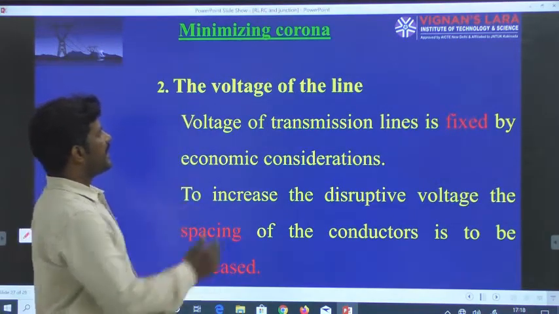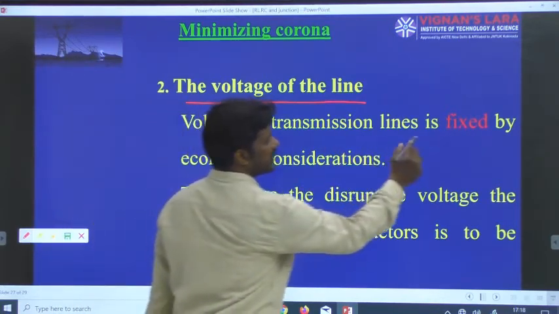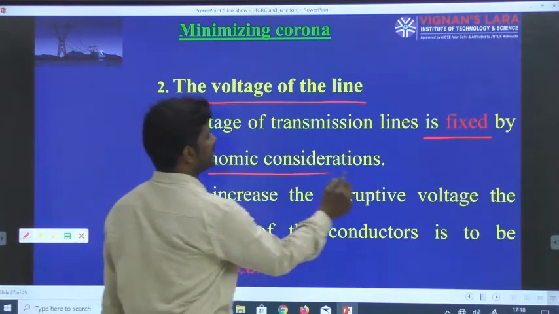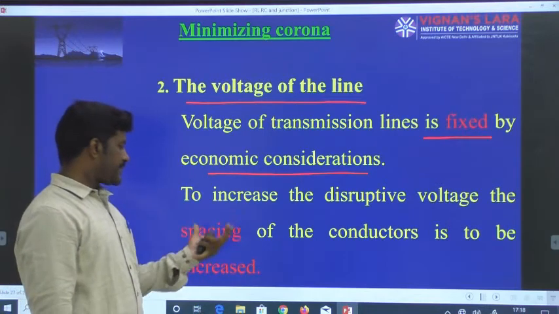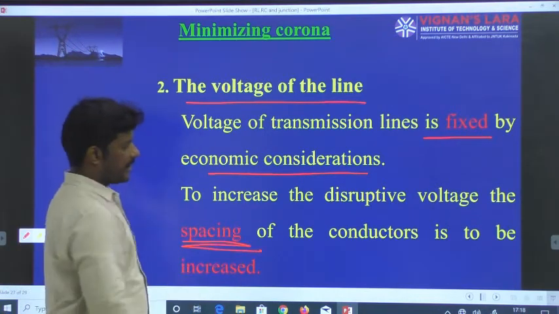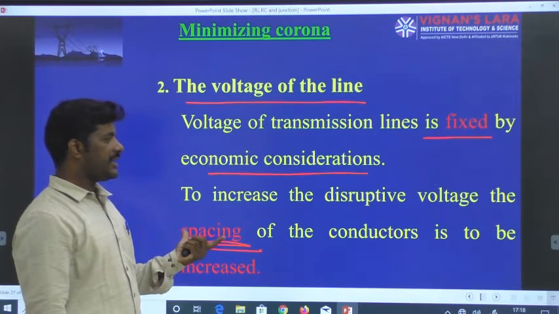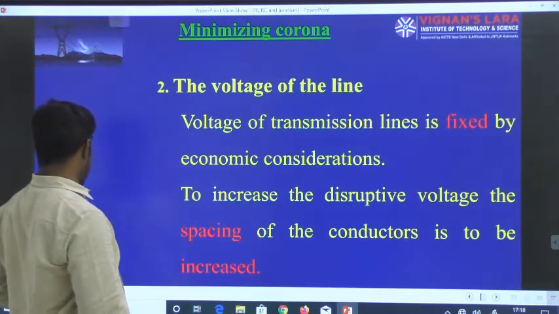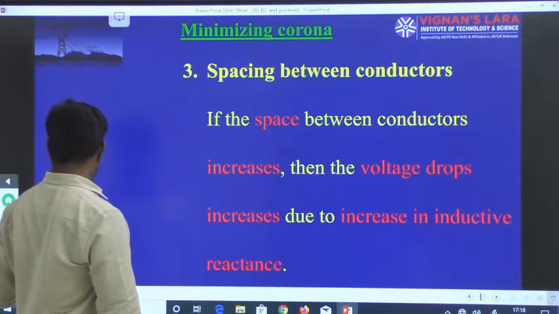And next, second one, how to minimize the corona? The corona is minimized by the voltage of the line. As we know, the voltage is fixed due to some economic considerations like Kelvin's law. So the voltage is fixed, therefore it depends upon the disruptive voltage, it depends upon the spacing. If the conductors are spaced with a large distance, obviously the disruptive voltage magnitude gets increased. And the last, third one, spacing between the conductors.